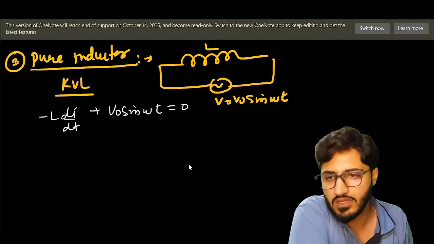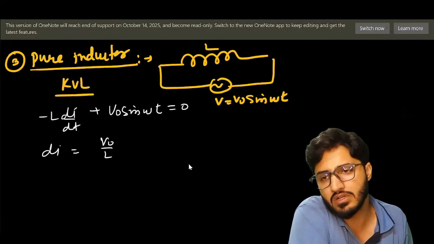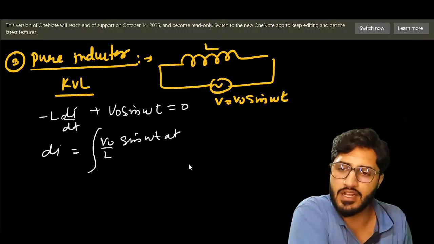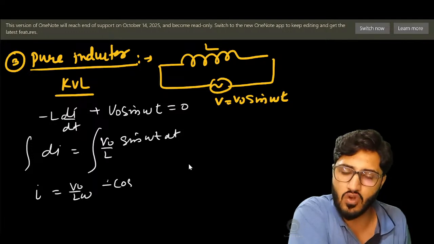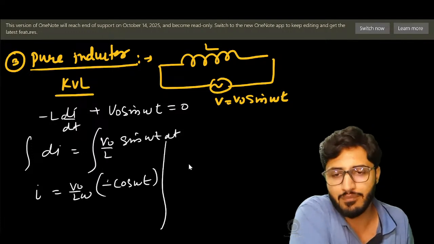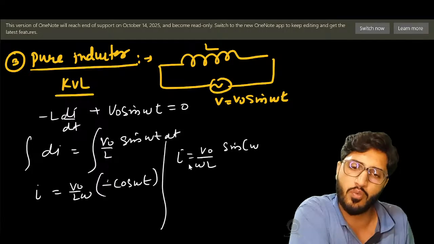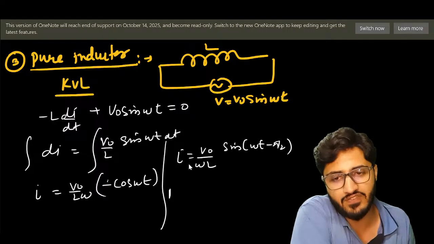So that means I got di equals V naught by L, then we are having sine omega t dt. Now integrate it. So I have I equals V naught by L times 1 by omega, it is sine, so it is minus cos omega t. So I can make it like I equals V naught by omega L, we are having sine omega t minus pi by 2. So pi by 2, right? So by this, what is the phase difference now? The phase difference, you can see, is pi by 2.